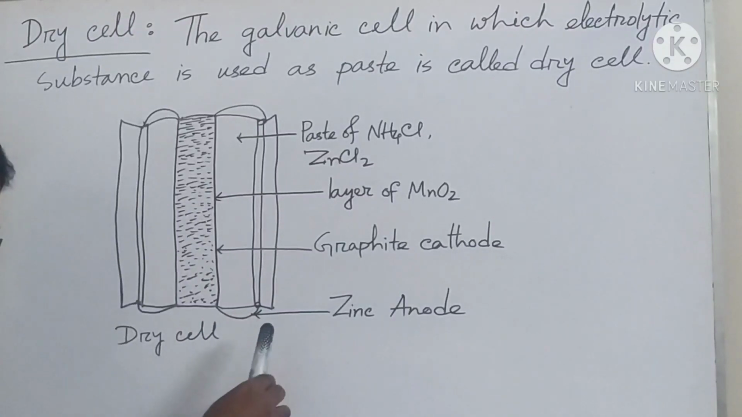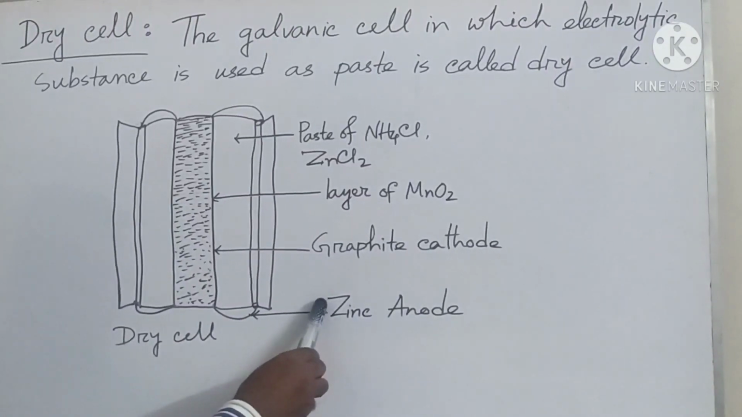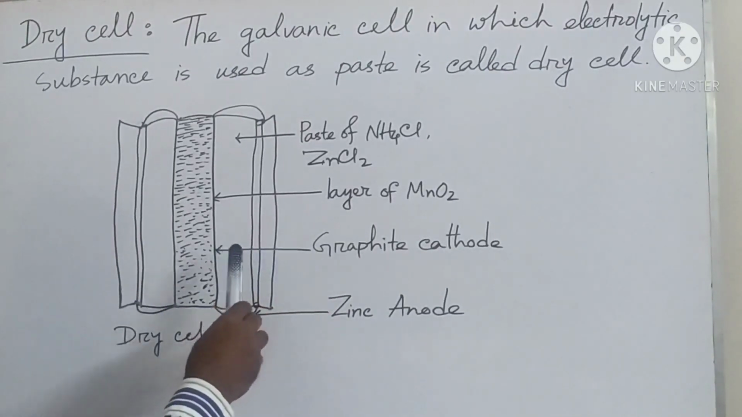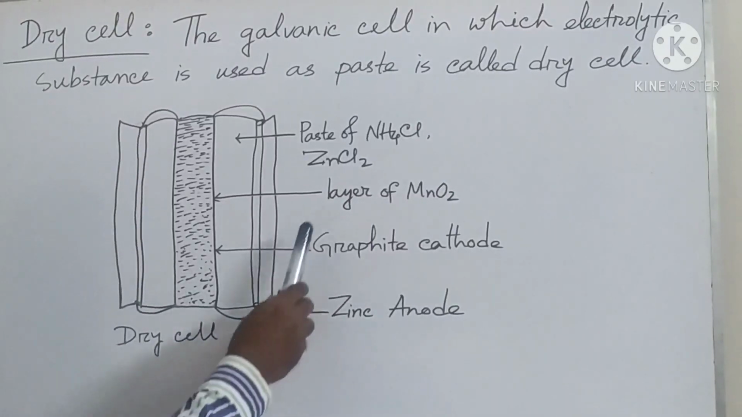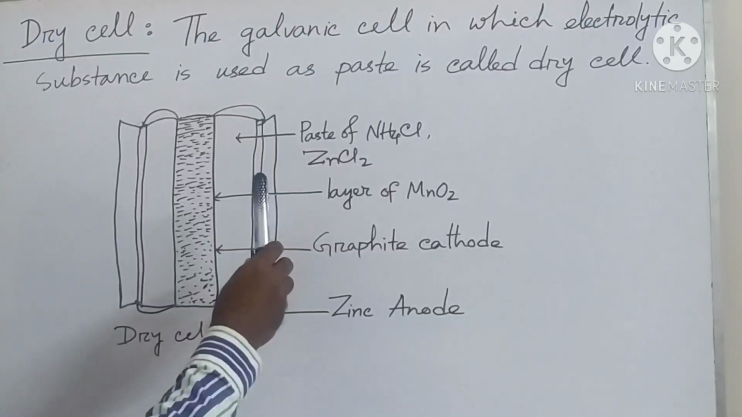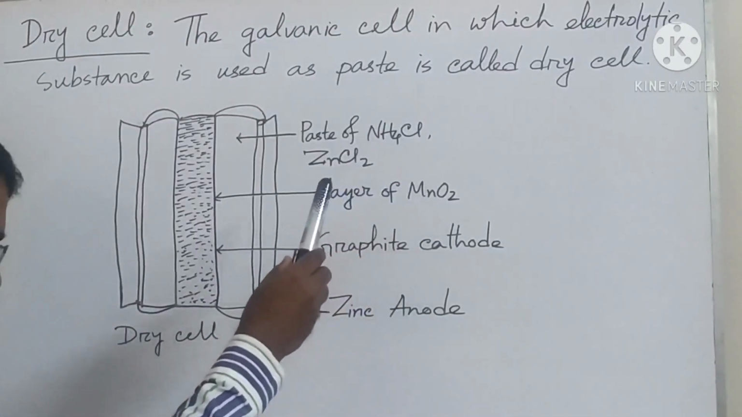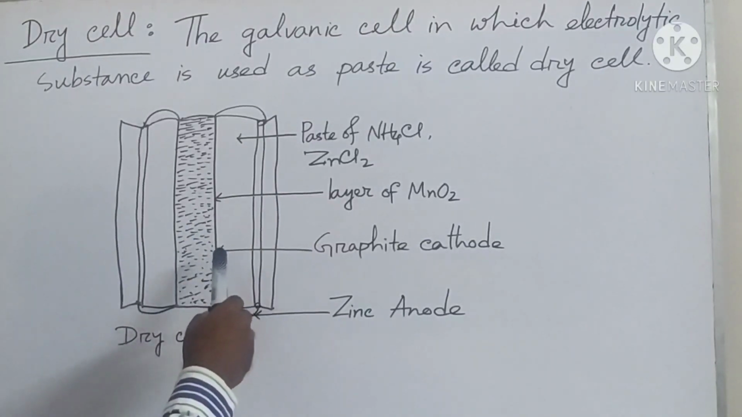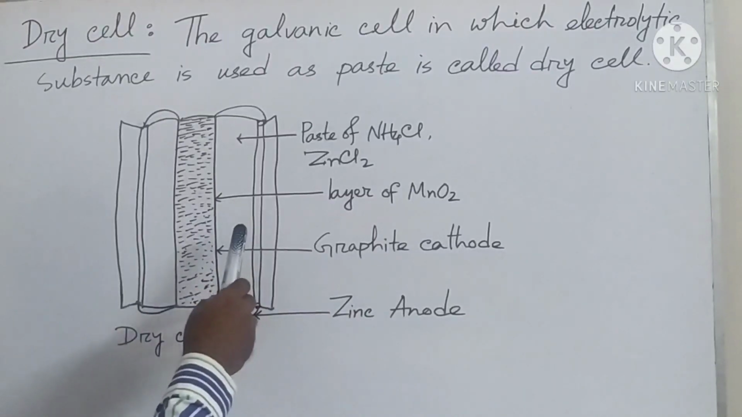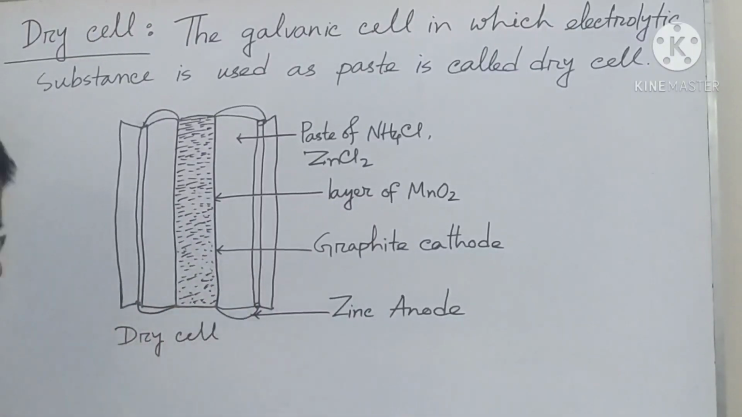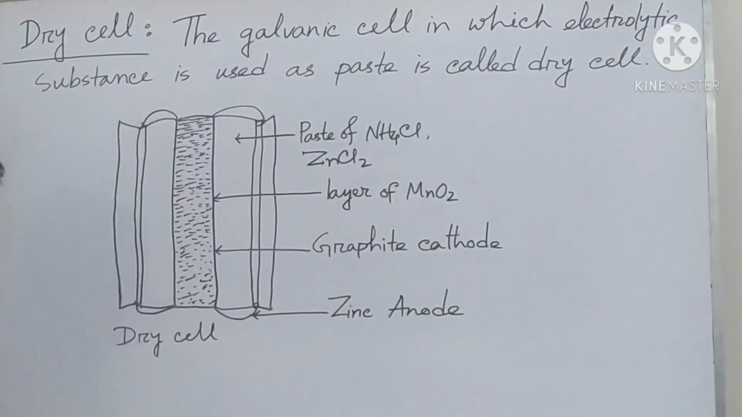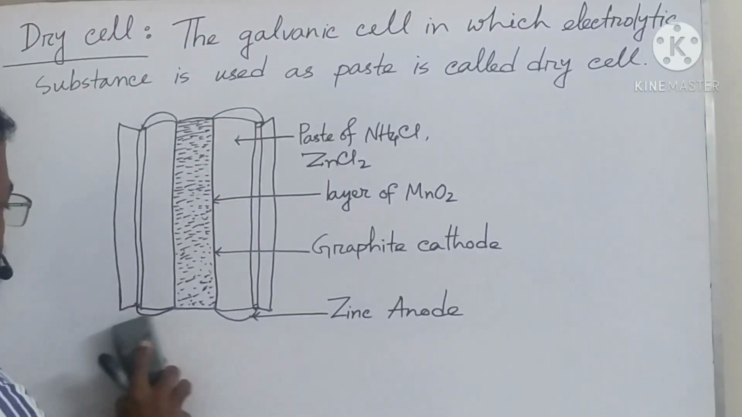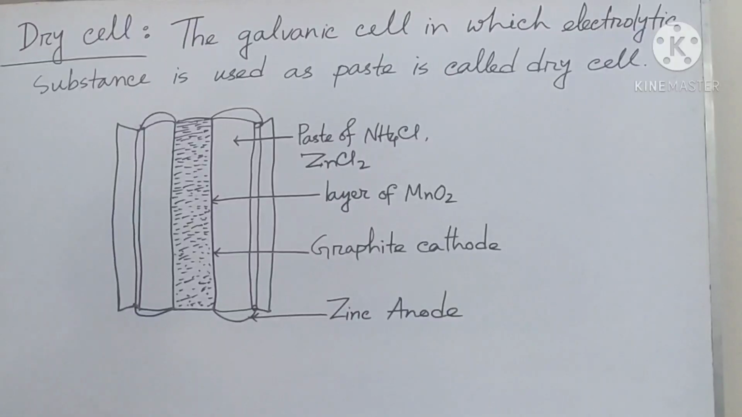Now the mechanism. Zinc releases electrons to form zinc 2 plus in the paste. The released electrons are accepted by ammonium ion and manganese dioxide. As a result, a flow of electrons occurs inside the cell. We know that due to the flow of electrons, electricity is produced. Okay, now I will write the reaction. Anode reaction, cathode reaction, then cell reaction.